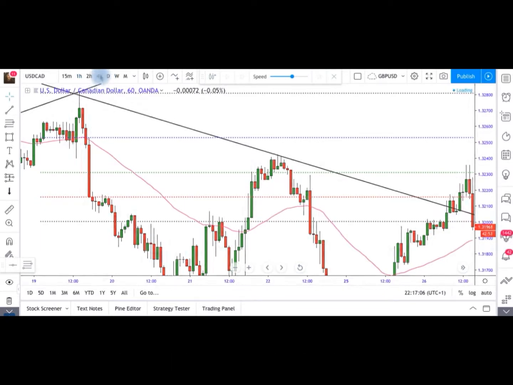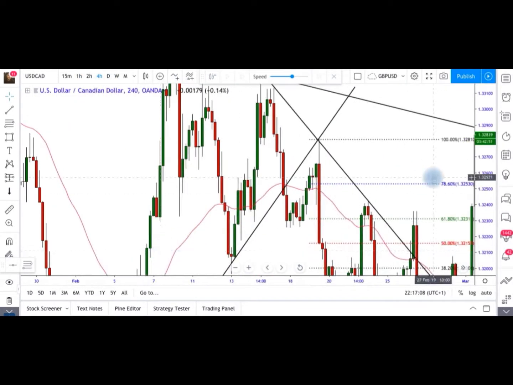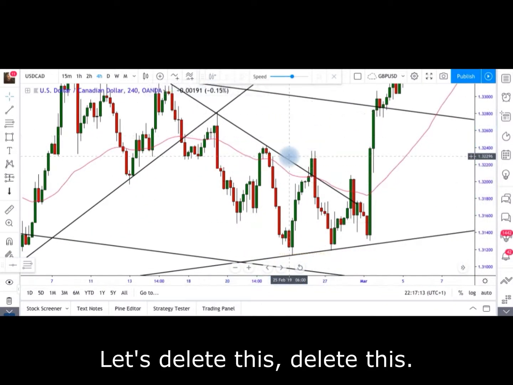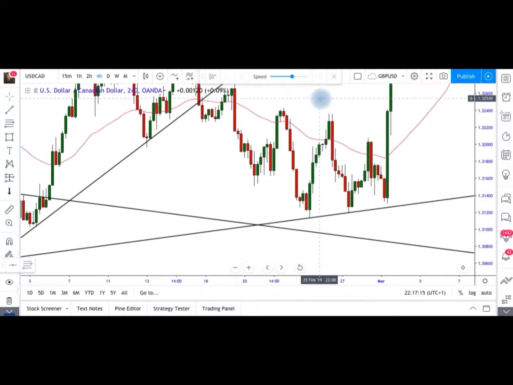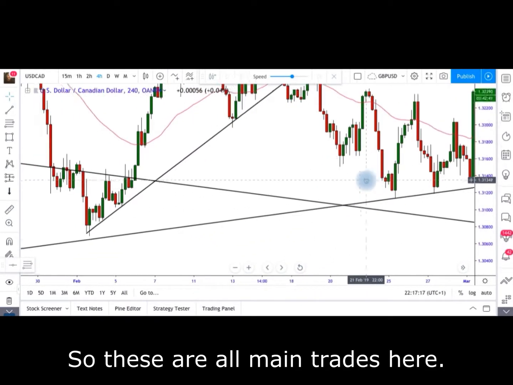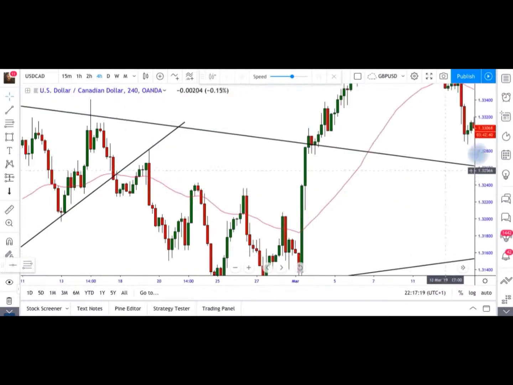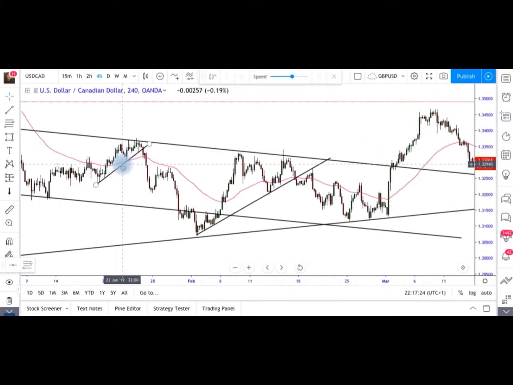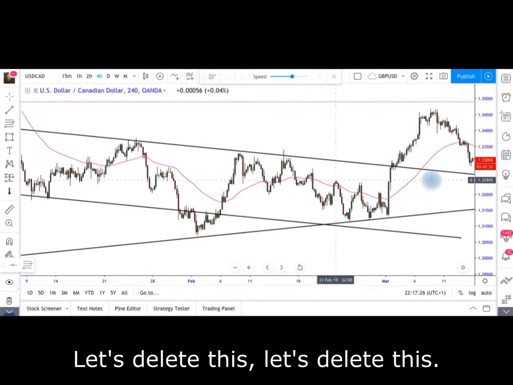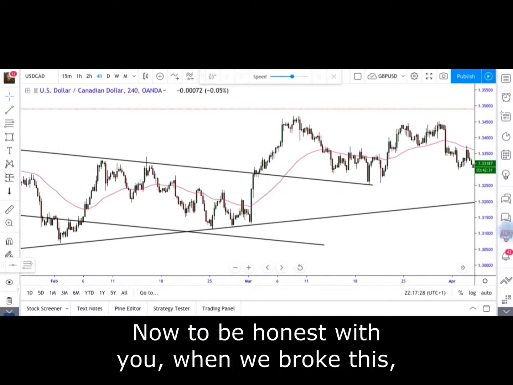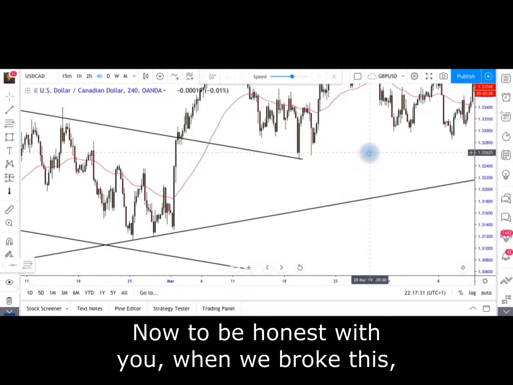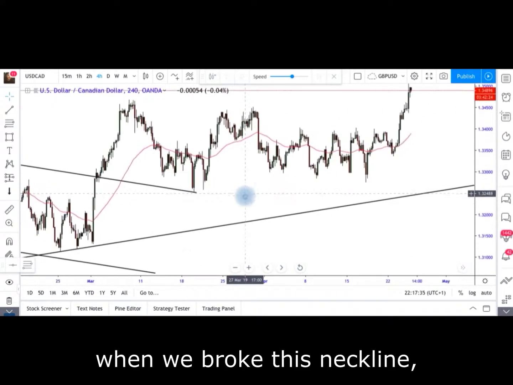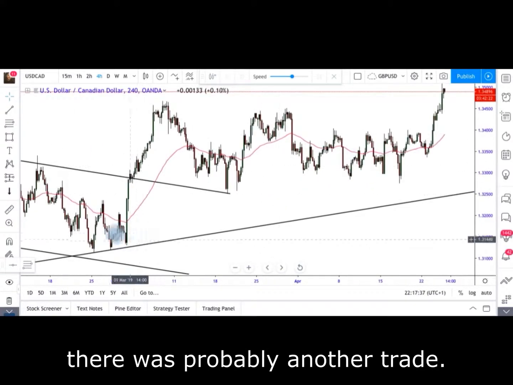Let's zoom back out. Let's delete this, delete this. Obviously these are our main trades here. Delete this, delete this. Now, to be honest with you, when we broke this neckline, there was probably another trade when price stopped.